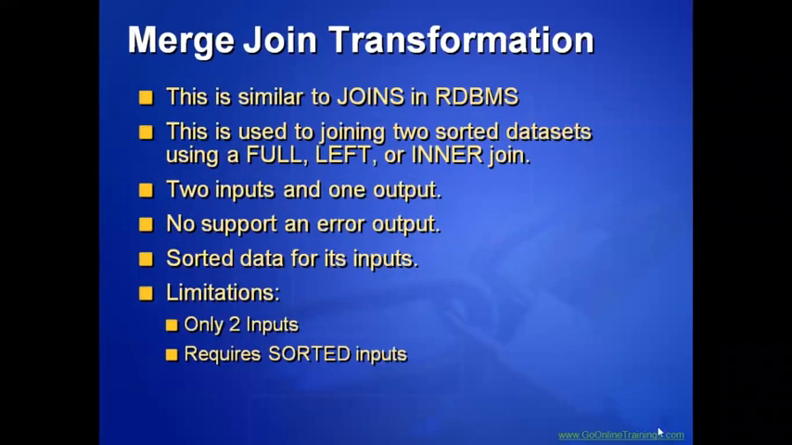Merge join. It is similar to joins of RDBMS, right? In RDBMS, you know joins, right? So when we have inner join, outer join, left join, right join, you have all of the joins, right? So this is the same thing. It supports full, left, inner, with only 2 inputs and 1 output, no support for an error output. Sorted data is required. Limitations: only 2 inputs and it requires sorting, right?